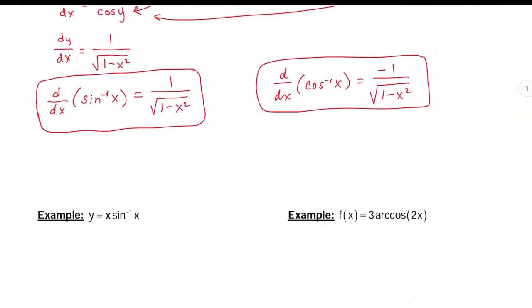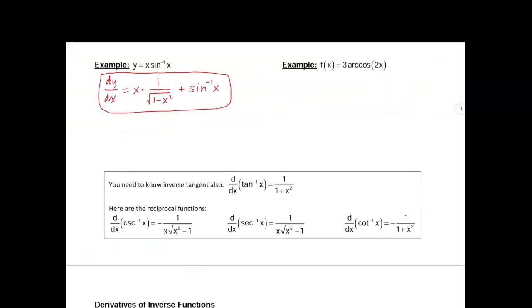My first example is x times inverse sine of x. So if I want to find the derivative of y, meaning I want to find dy/dx, I'm going to have to do a product rule. So I'll have the first times the derivative of the second. We just learned the derivative of inverse sine is 1 over the square root of 1 minus x squared, plus the second times the derivative of the first. So here's the second function, and the derivative of the first is 1. So we are done.